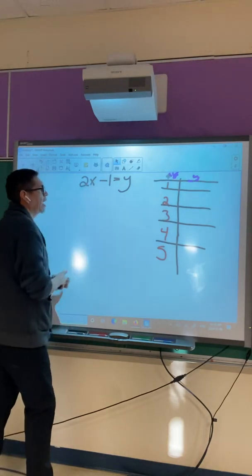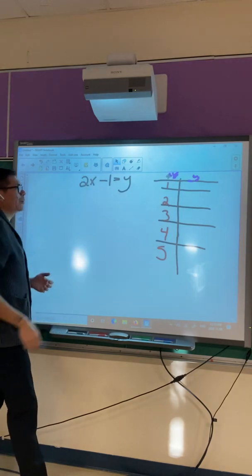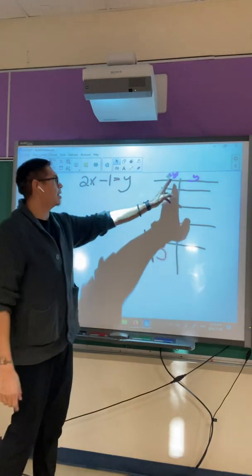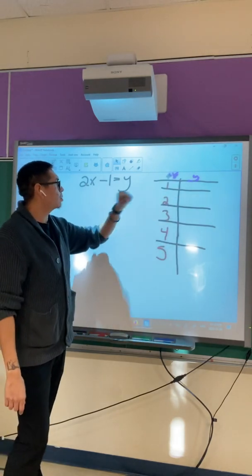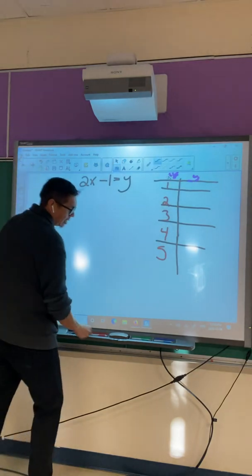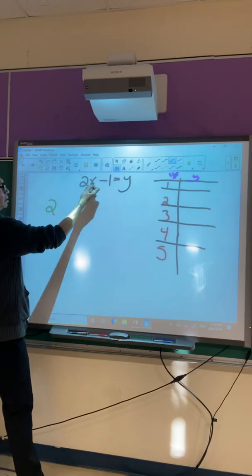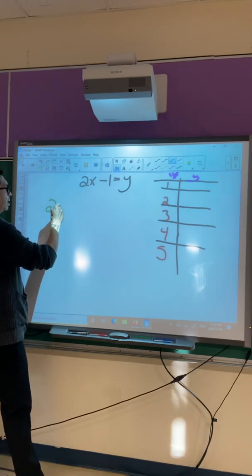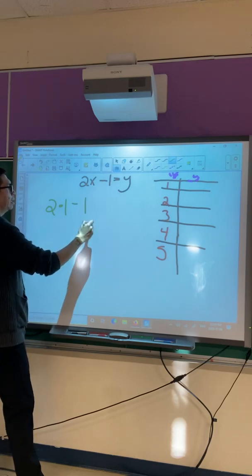2x take away 1 is equal to y. And we have the table here. The table tells us what x is. X is 1, so we're going to replace x with 1. So 2, and when they're close together, that means multiply, 2 times 1, and subtract 1 is equal to y.